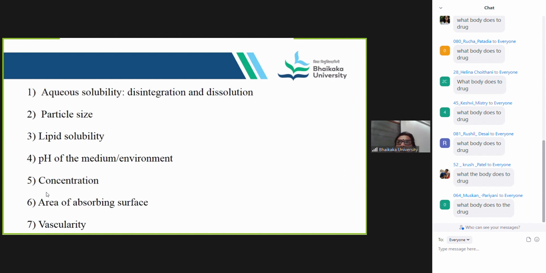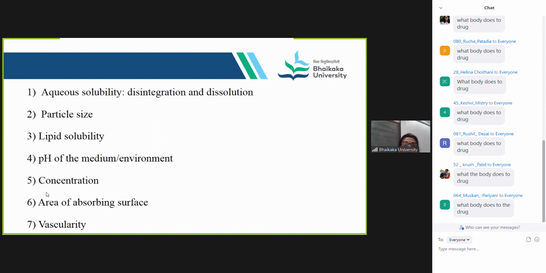The second is particle size. If the particle size of the drug is small, of course, absorption will be fast. Lipid solubility: lipid soluble drugs are absorbed, water soluble drugs will be excreted out. So lipid solubility is also important. pH of medium: I told you, the unionized form will be absorbed and it depends on the pH of the medium.